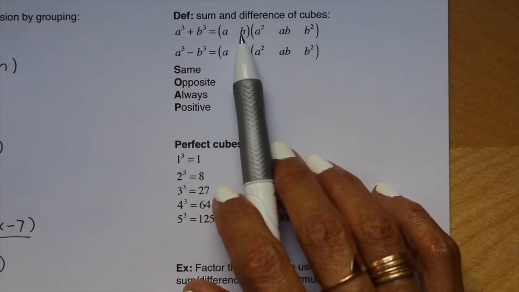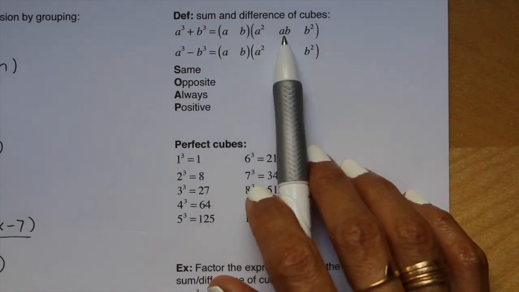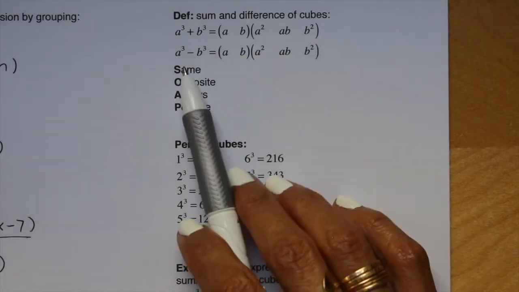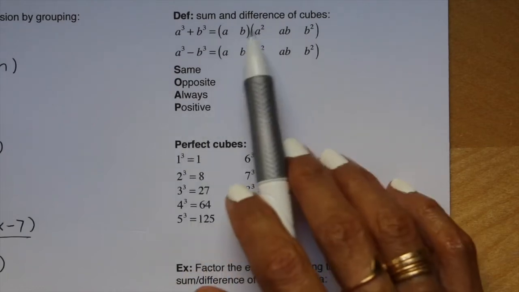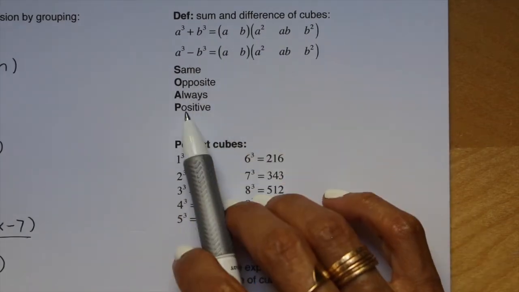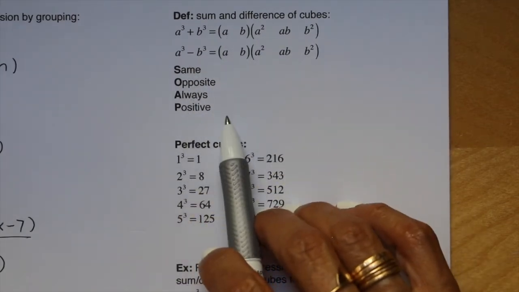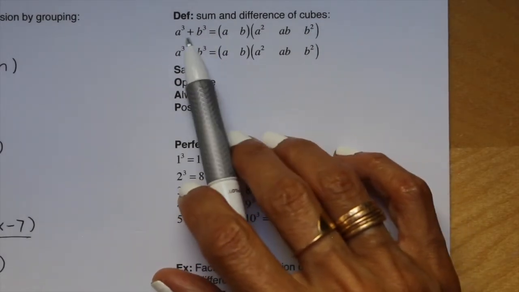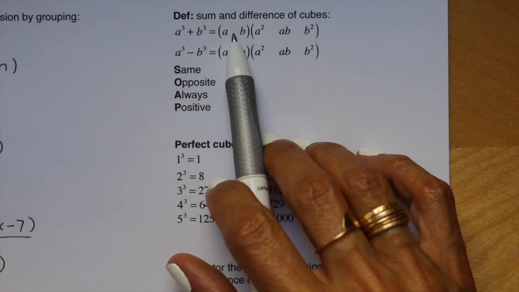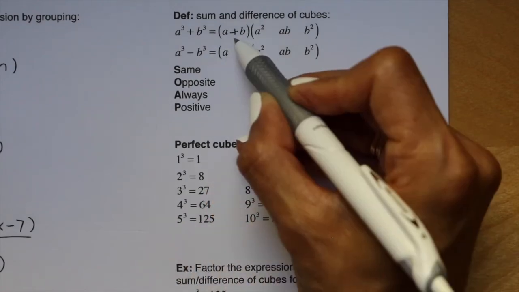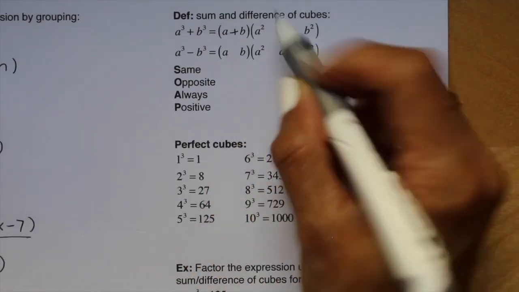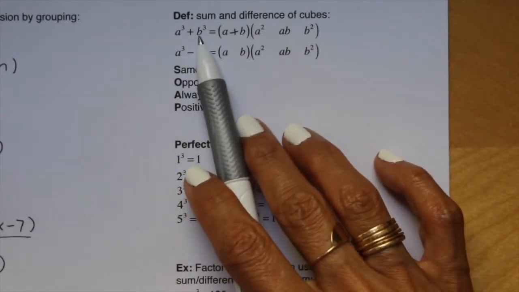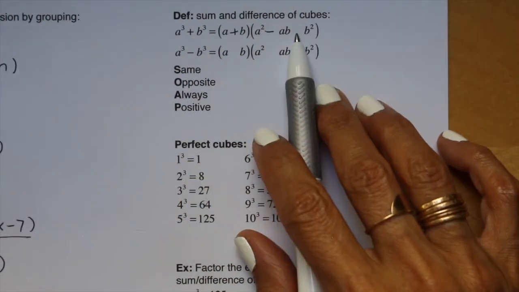Then it goes a b, a squared, a times b, b squared, and then we're going to use the acronym SOAP to fill in the signs. SOAP stands for same, opposite, always positive. So right here we're going to fill in the same sign as the original problem. So the same sign is going to be a plus. So it goes same, opposite, always positive. So opposite is going to be the opposite of this sign, and then this is always positive.